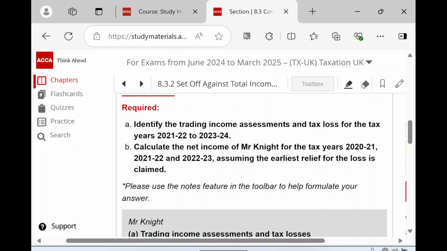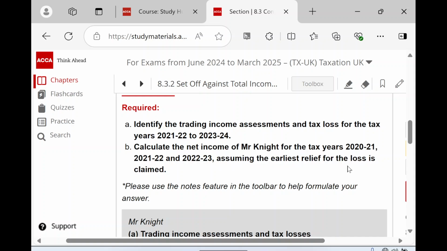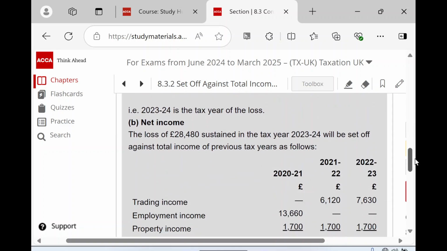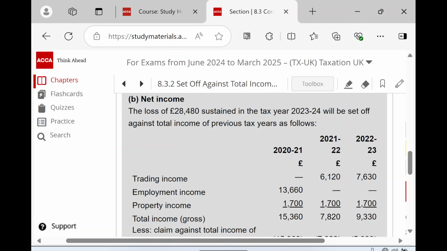Now, we'll remember in relation to the opening year loss rules, remember this is only one option, it doesn't have to do this, but they've said, assuming earliest relief for the loss. What does that mean? Well, it means that they want you, rather than to carry it forward, to carry it back. So there's the prompt, and we'll see in the setup of the answer. Let me slow this down a little bit to make sure you understand what I'm talking about.